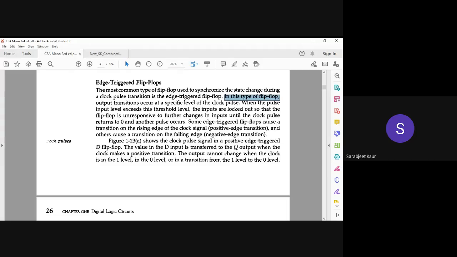So the positive triggered flip-flop will respond only when the clock pulse is rising, let's say going from 0 to 1. As soon as it reaches 1, after that the flip-flop stops working; it only works during the rising phase, when the clock pulse is going from 0 to 1. That is why it says, when the pulse input level exceeds this threshold. This threshold means, suppose 1 is the threshold, the inputs are locked out so that the flip-flop is now unresponsive to further changes in the input until the clock pulse returns to 0 and another pulse occurs. Is this clear? Yes, ma'am.